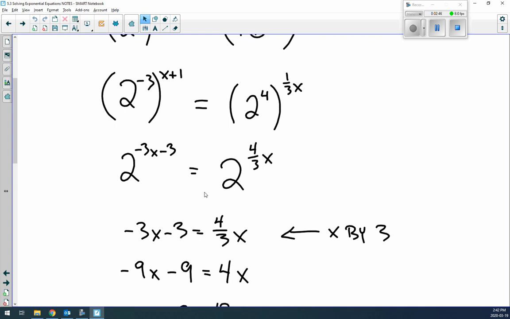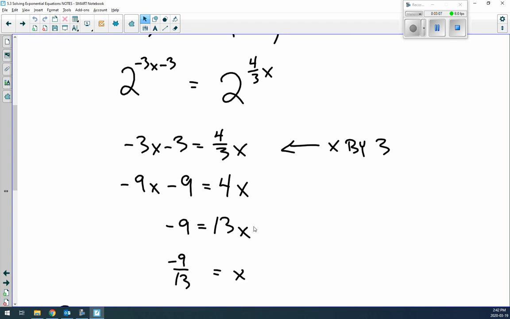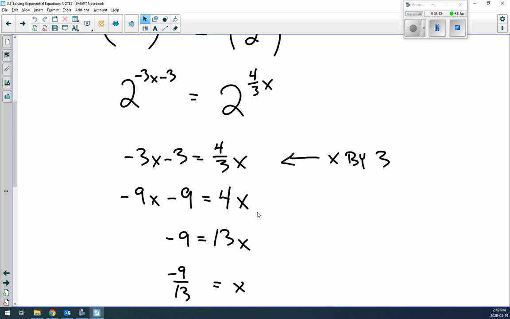Now, in the same base, so you can take the exponents and just set them equal to each other. So here it is here, an equation. Well, how do we deal with this? Well, if you want to get rid of the denominator, if you multiply everything by 3, that'll get rid of the denominator. So negative 3x times 3, negative 3 times 3, and 4 over 3 times 3. So then you can rearrange everything, and you find out x is equal to negative 9 over 13. It's really not that hard. The hard part is finding the common base.